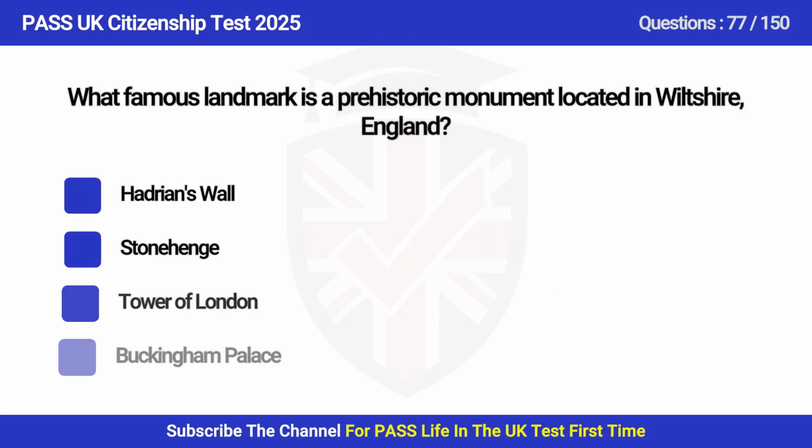Question 77. What famous landmark is a prehistoric monument in Wiltshire, England? A. Hadrian's Wall. B. Stonehenge. C. Tower of London. D. Buckingham Palace.